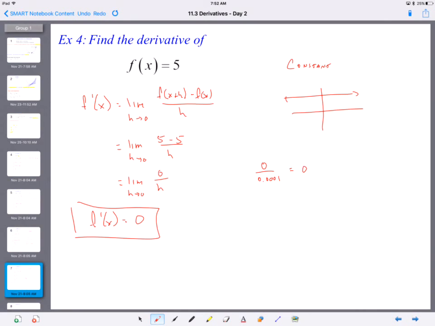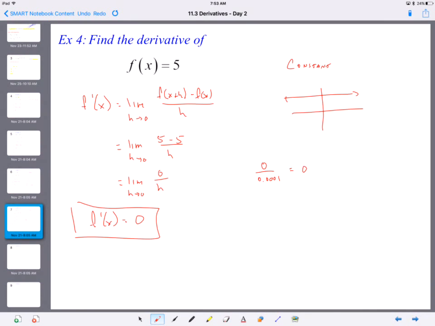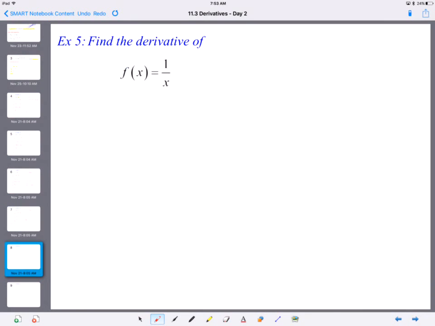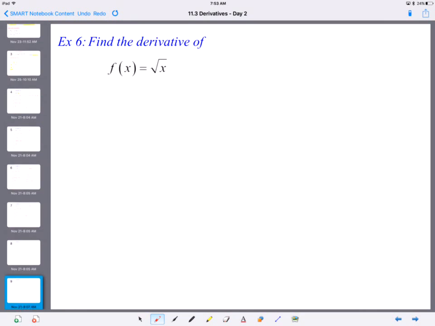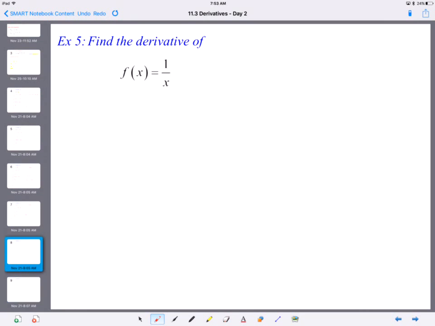So would this be true for all constants? If f of x was equal to 2 or negative 10, would we always get a derivative of 0? Once again, you can think through that process on your own and see what you come up with. So we've got a couple more we're going to do, but not today. I'll do them in the next video. We'll do rational and square root functions.